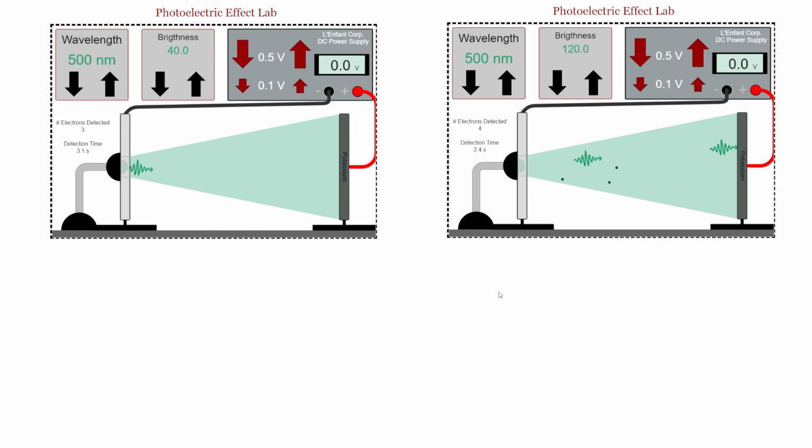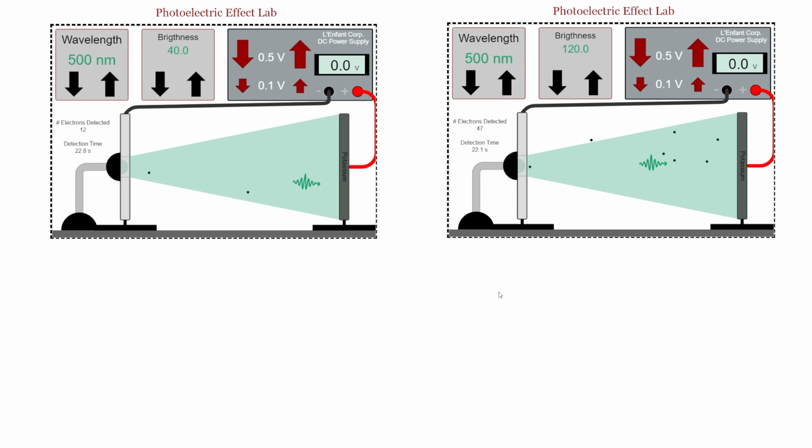This is a simulation of a light source from the left pointing to a metal surface on the right hand side, with photons moving from left to right, and electrons being released from the right hand side back to the left hand side. Both light sources are under the same wavelength of 500 nanometers.